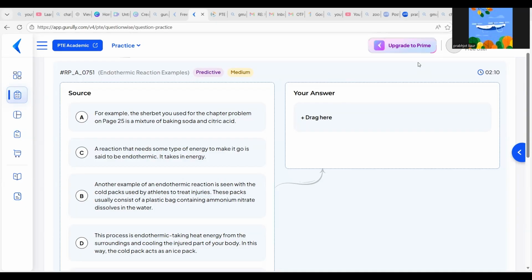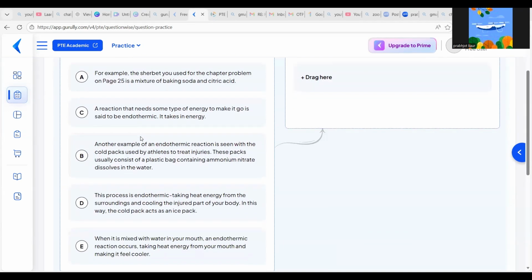Are you struggling with reorder paragraph questions in PTE? Do you feel confused about how to find the correct sequence quickly? Don't worry, in today's video I'm going to solve 10 reorder paragraphs step by step, and I'll show you the exact strategy that helps you score high in PTE Academic. Let's start this video.